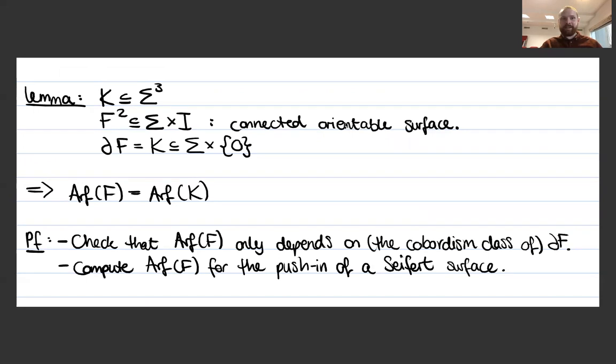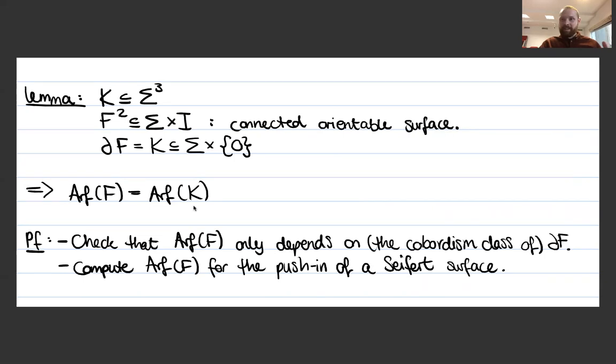So K is a knot in an integral homology sphere. And on the right of this equation here, we have its Arf invariant. And this lemma is telling you there's a 4-dimensional way of computing it. Namely, you look at any connected orientable surface in this homology sphere cross I with boundary that knot. And it turns out that you can write down the same quadratic refinement of the intersection form of F that we wrote down in the closed case a few slides ago.